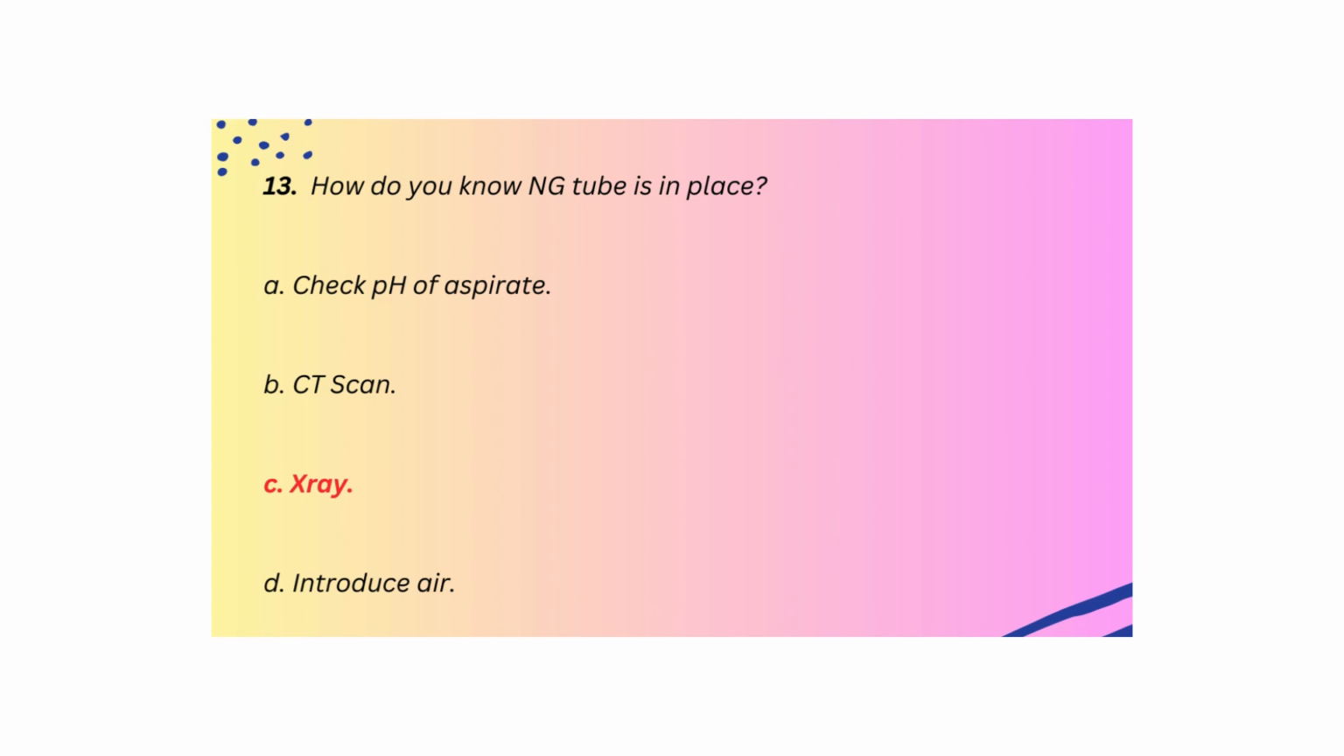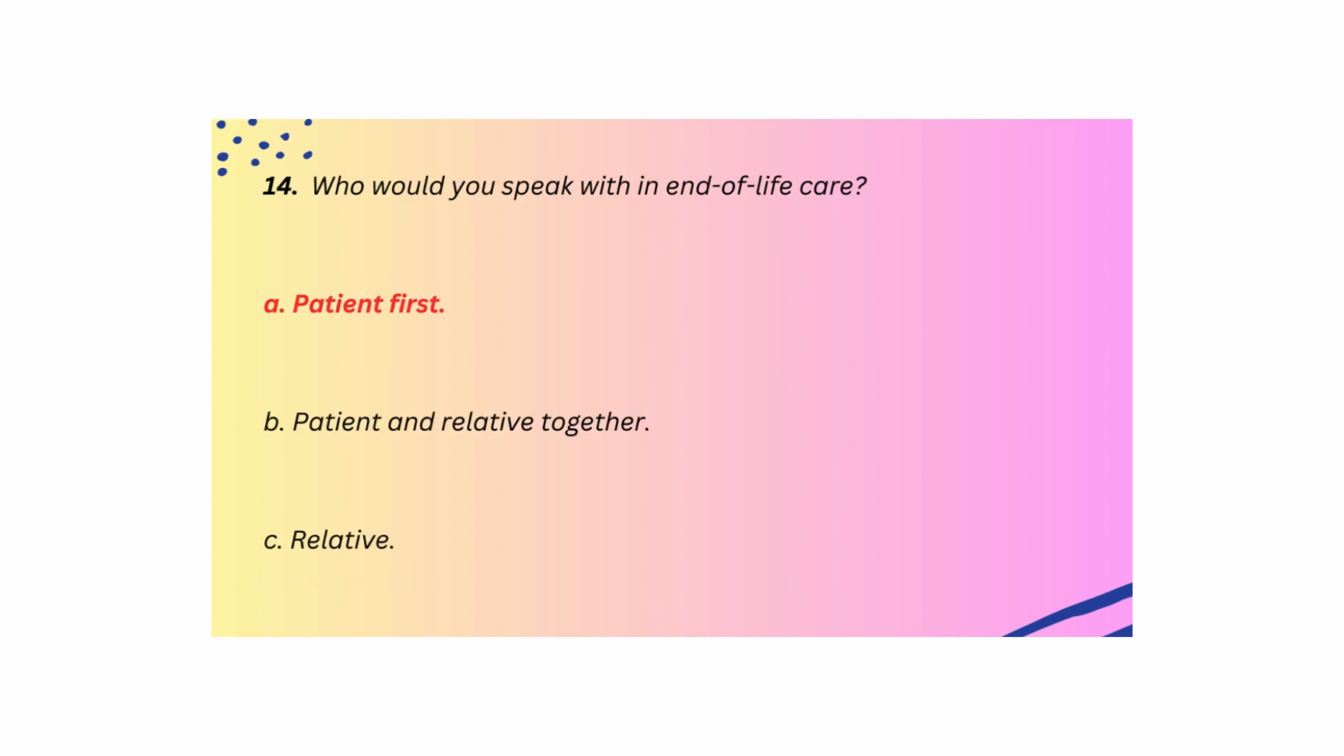Q13. How do you know the NG tube is in place? A. Check pH of aspirate. B. CT scan. C. X-ray. D. Introduce air. Q14. Who would you speak with in end-of-life care? A. Patient first. B. Patient and relative together. C. Relative.